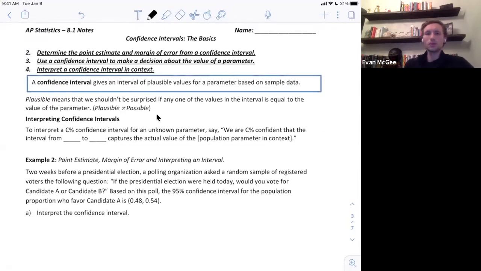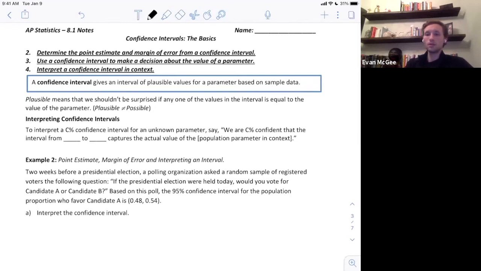In this next part of the video, we're going to look at three objectives at once. The first is to determine the point estimate and the margin of error from a confidence interval. We're going to use a confidence interval to make a decision about the value of a parameter. And then we're going to interpret the confidence interval in the context of the problem.